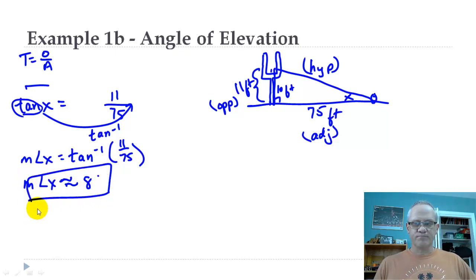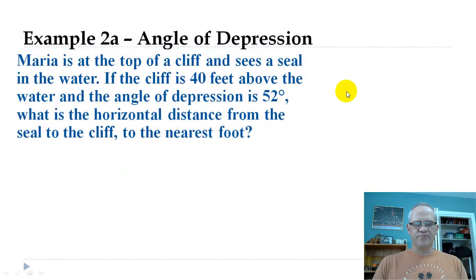Okay? Good. All right, we're starting to get a feel for angle of elevation. So remember, elevation is from horizontal up to the line of sight. All right, angle of depression. So let's look at a few of these here and then we'll be done.